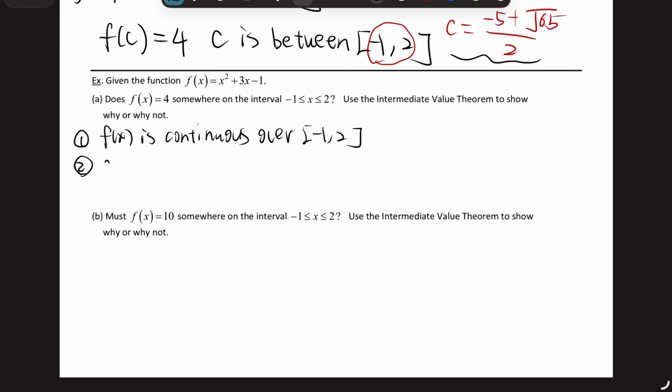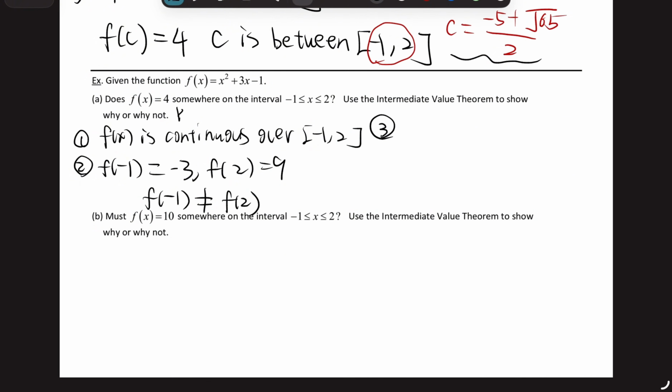Second, f of -1, what is it? It's -3, and f of 2 equals 9. And f of -1 does not equal f of 2. So the first 2 conditions are met. What about the third one? Is k equals 4 between -3 and 9? Yes, it is. So k is between -3 and 9.